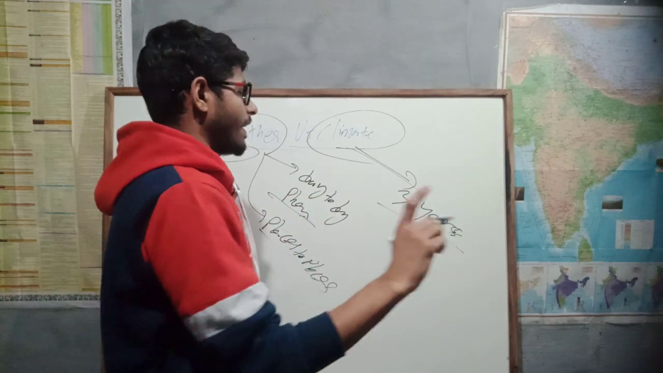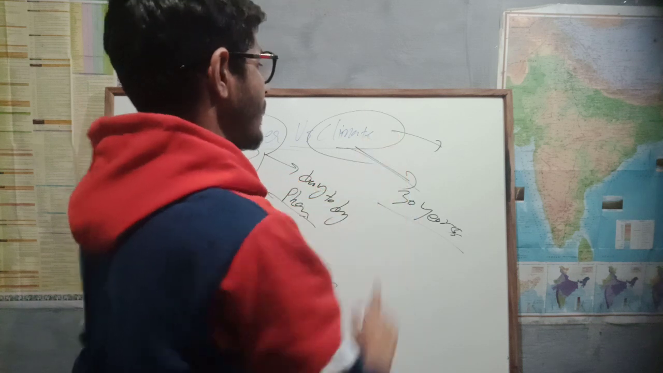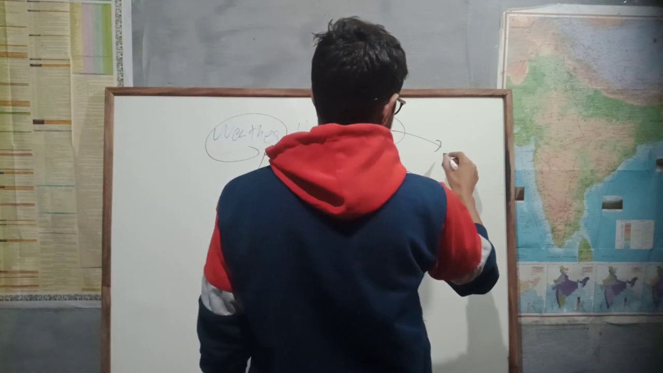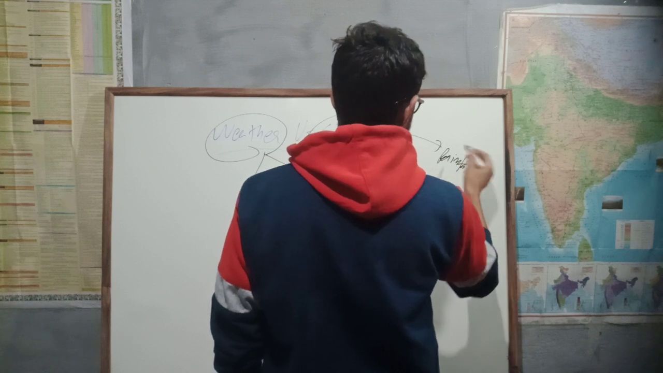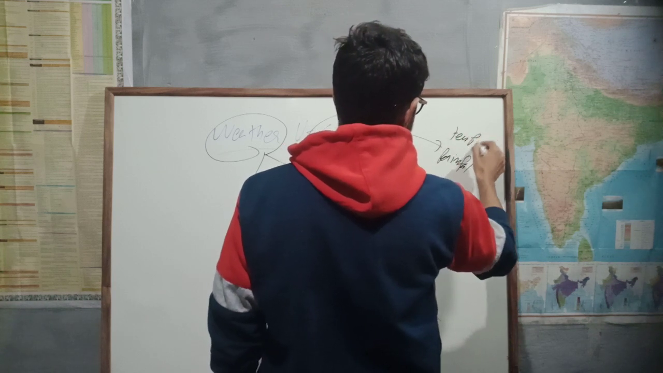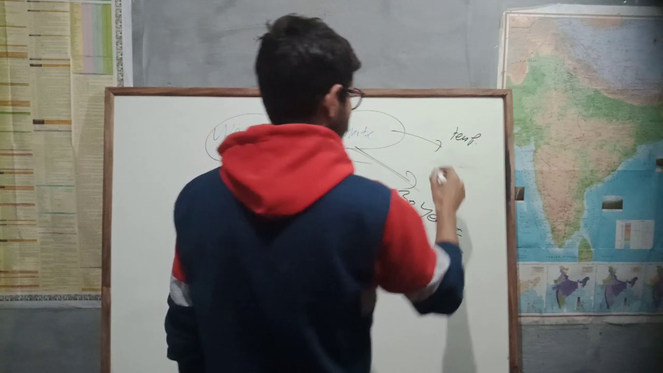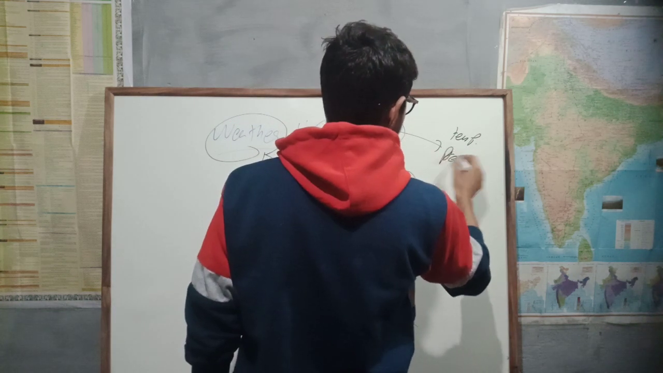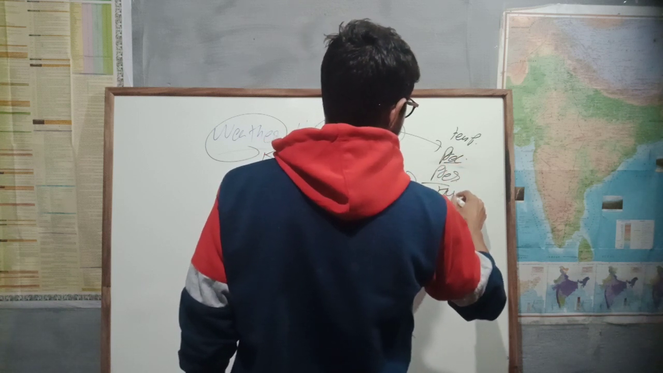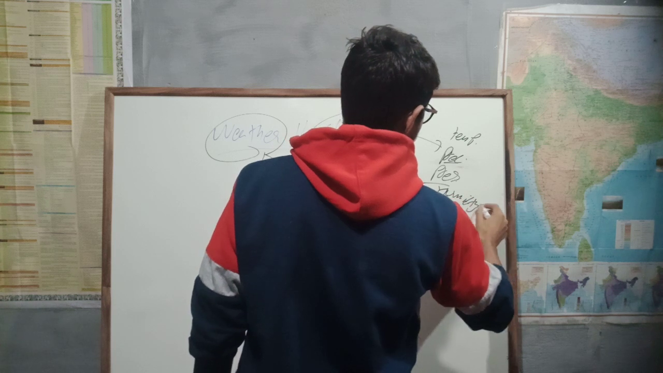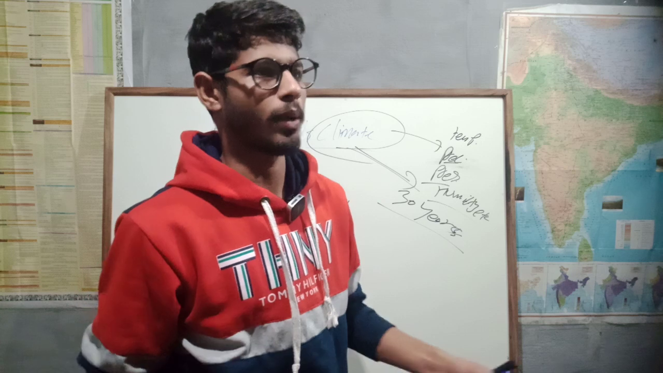And what are the factors that influence the climate? We have rainfall. Actually, it's precipitation, so it would be better to write precipitation. We have temperature, and then we have pressure, humidity, etc. These are the factors that influence the climate of a particular place.